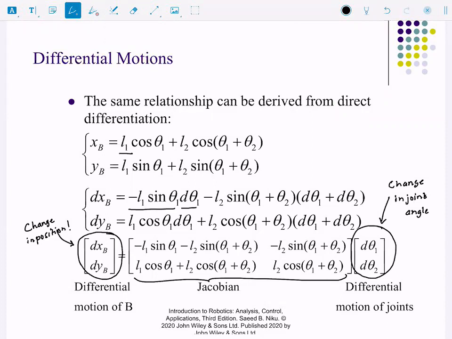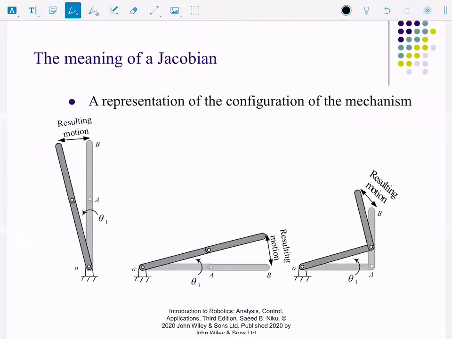Now please understand that this Jacobian actually depends upon theta 1 and theta 2. So if theta 1 and theta 2 are changing, then the value of the Jacobian will be changing. Essentially, the velocity of the end effector would be changing. And we will take a few examples that will make this concept clear.